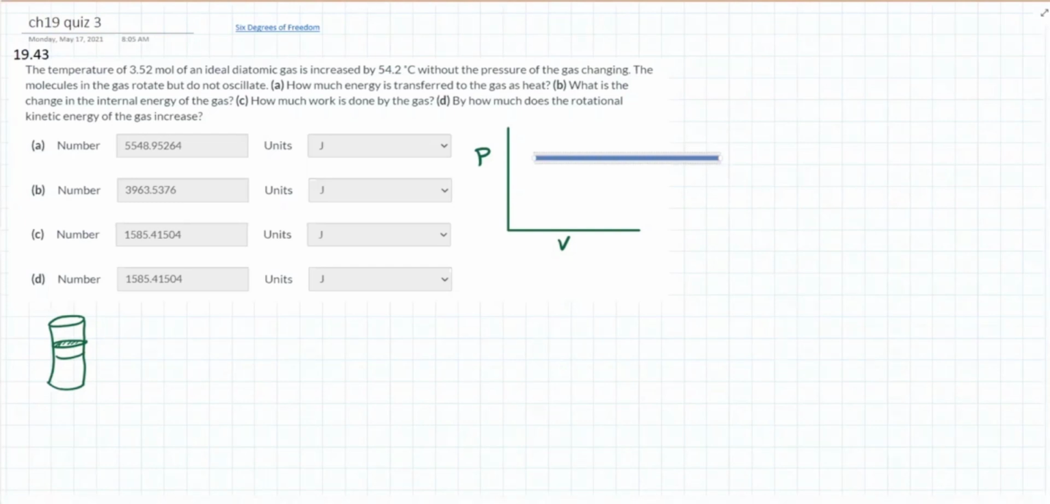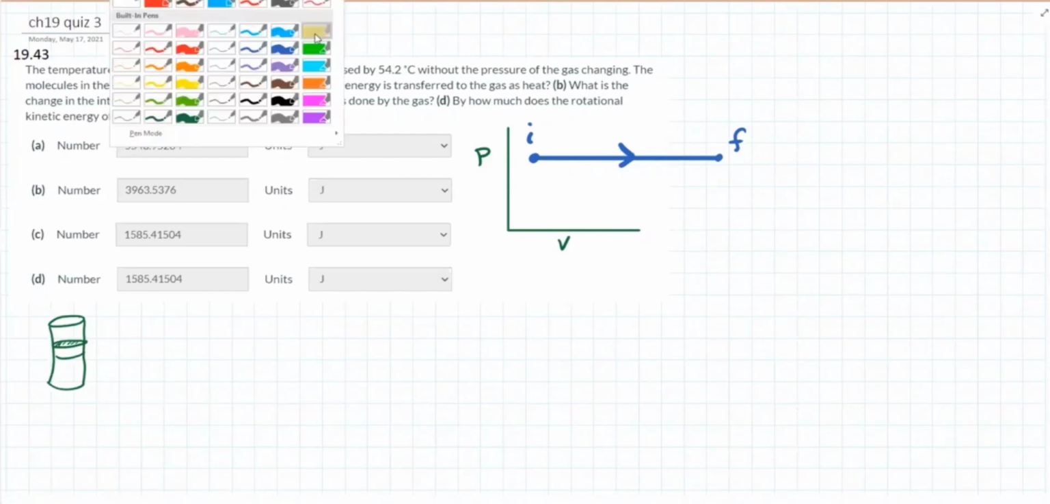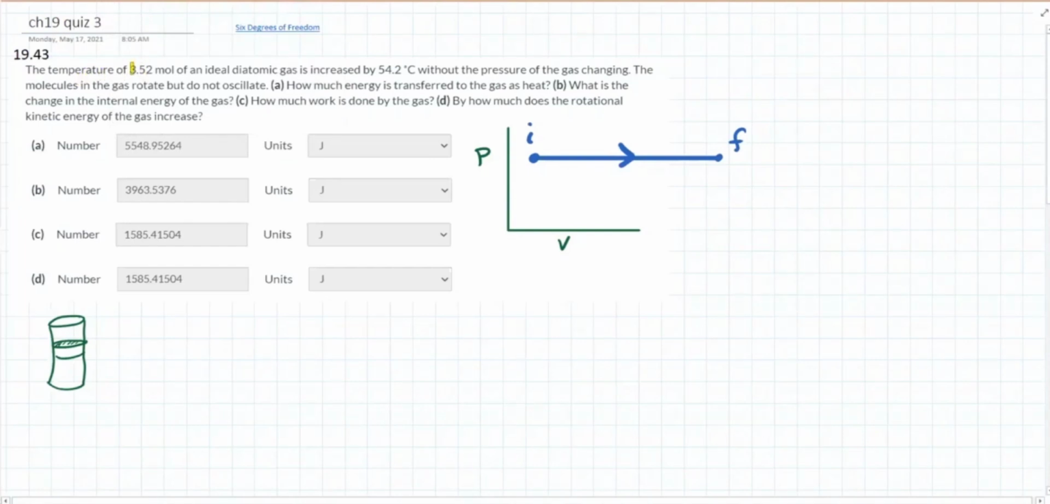So this is what happens. And we should draw an arrowhead on that too, an arrowhead that looks like that. So I'm going from some initial state here to some final state here at a constant pressure, hence the term isobaric. And I know that there are 3.52 moles. So there's my n, n is 3.52 moles of ideal gas. Ideal gas means, what does that mean? It means PV equals nRT. Diatomic gas, you just saw.